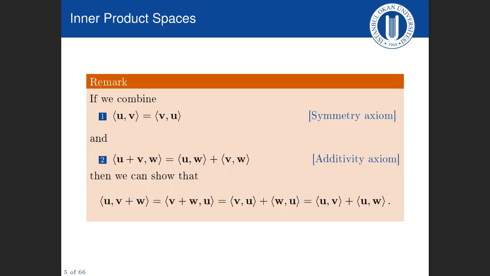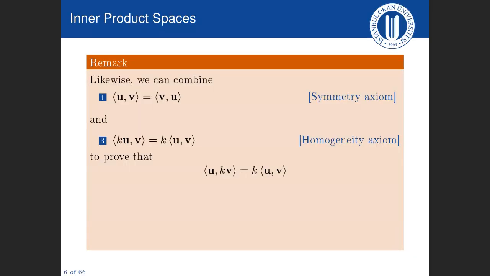Now, if we use Rule 1 and Rule 2: Rule 1 says we can swap the positions of u and v, and Rule 2 says if we have a plus in the first position, we can cut there. If we combine them together, then we can see that the inner product of u and v plus w, swap their positions first of all using Rule number 1, and then cut at the plus, and then swap positions again. We get the inner product of u and v, plus the inner product of u and w. So actually, if we have a plus sign in the second position, we can also cut at the second position.